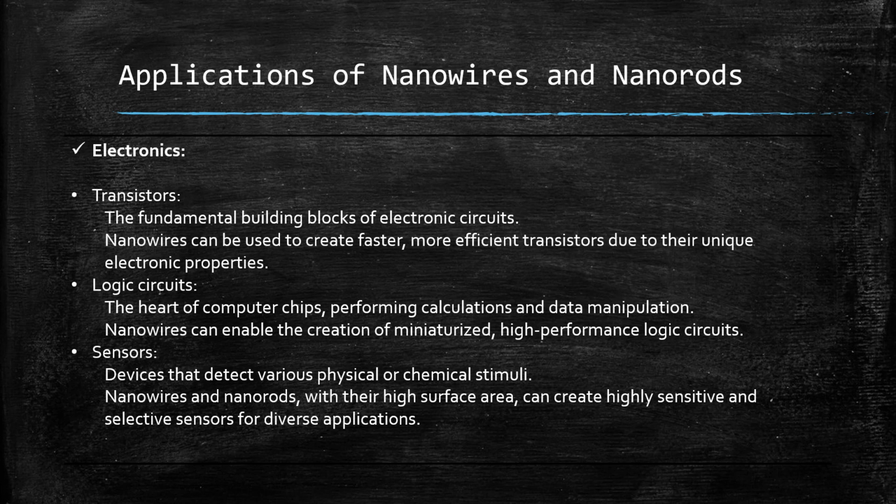Similarly, logic circuits, the complex networks that perform calculations within a computer chip, can benefit from miniaturization and performance improvements using nanowires. But the applications extend beyond traditional electronics. Nanowires and nanorods, with their high surface area, can be crafted into highly sensitive sensors capable of detecting a wide range of physical and chemical signals. This opens doors for innovative applications in healthcare, environmental monitoring, and security.